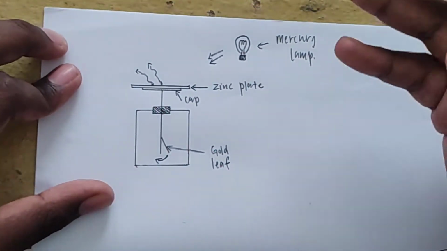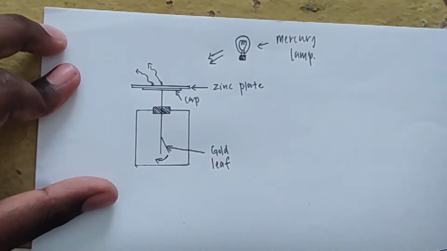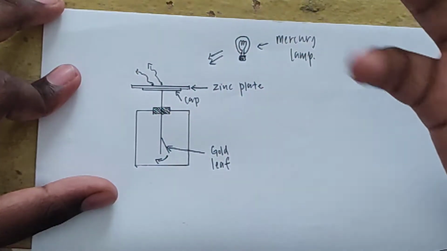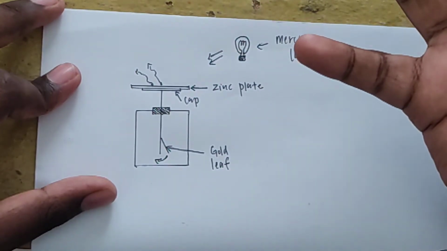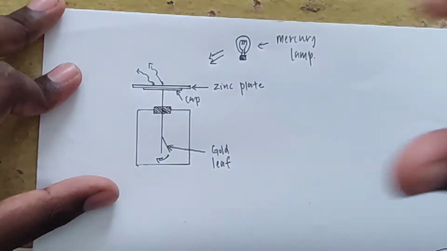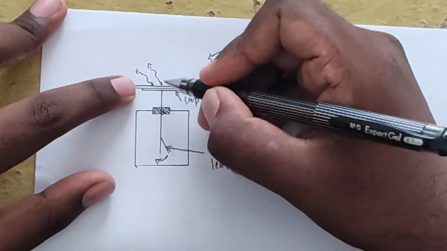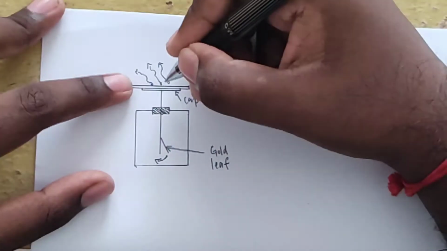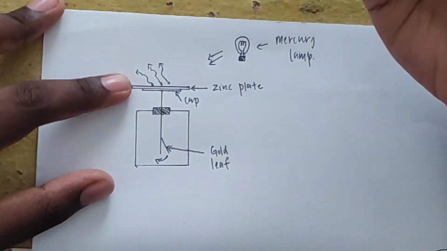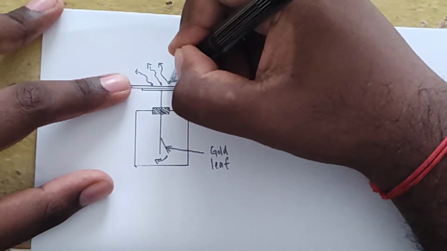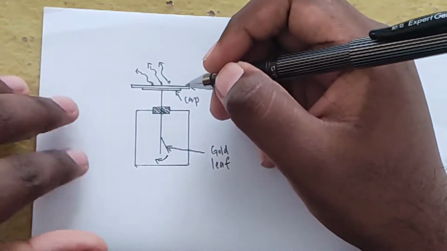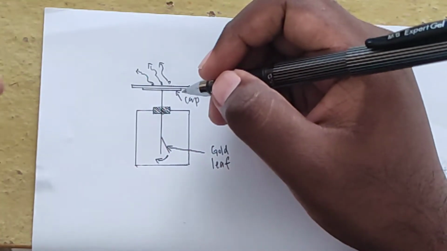To put it in words, we can say that the emission of electrons from the surface of a metal due to the incident light is called the photoelectric effect. And during this photoelectric effect process, these electrons that have escaped from the metal surface are called the photoelectrons, because photons, we'll talk about it later. So these electrons that have escaped are called the photoelectrons.